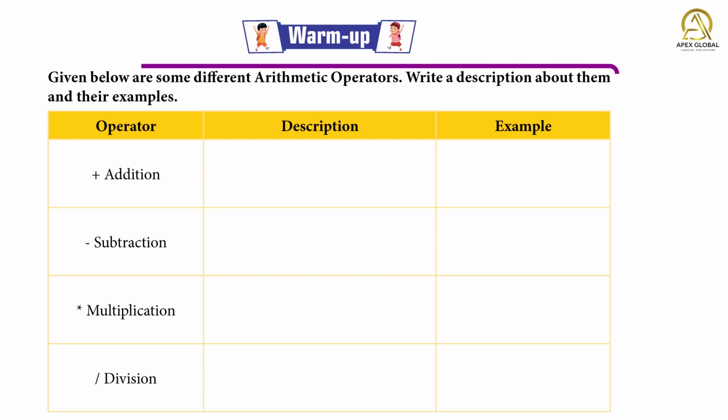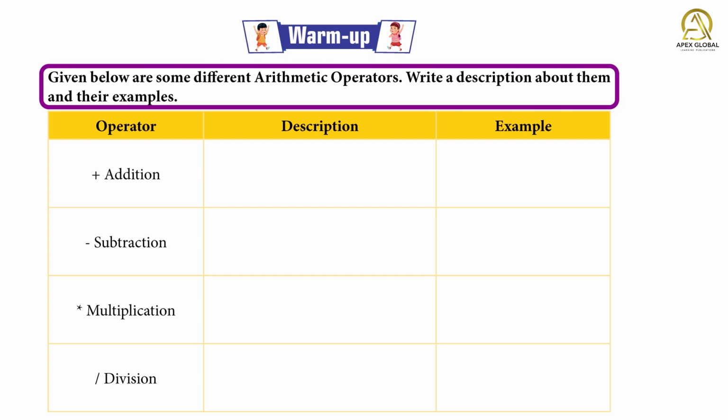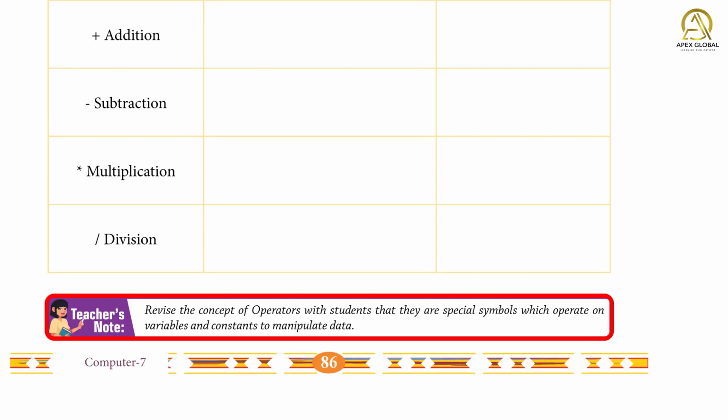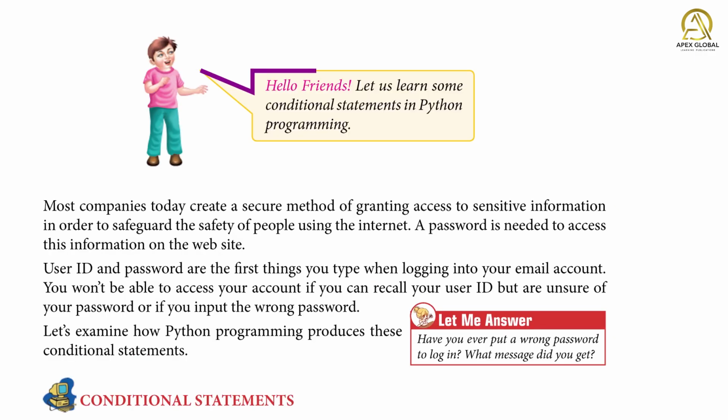Warm up. Given below are some different arithmetic operators. Write a description about them and their examples. Teacher's note: revise the concept of operators with students, that they are special symbols which operate on variables and constants to manipulate data. Hello friends, let us learn some conditional statements in Python programming.